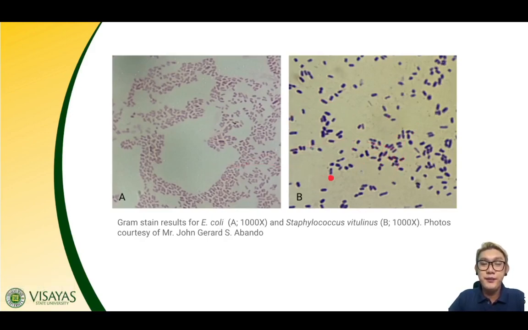So after your gram staining reaction, you will notice if it is pink to red, that means the cell is gram negative. If it is blue to violet, then the bacterial cell is a gram-positive bacteria. So here's a result of one of my thesis students who has investigated antibiotic-resistant bacteria in swine. And this is his comparison of a gram reaction. You have here an E. coli, which is a gram-negative bacteria, and Staphylococcus vitellinus, which is a gram-positive bacterial cell.